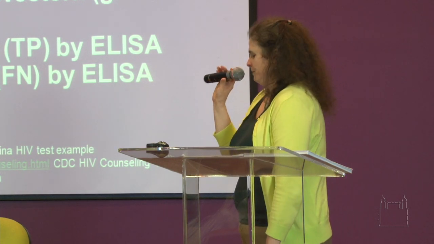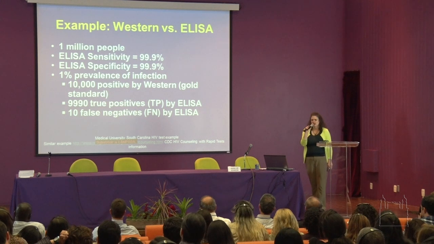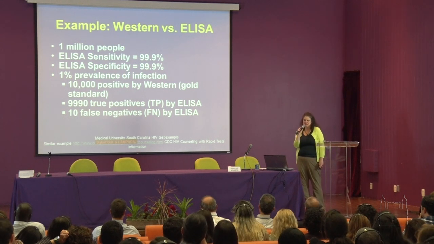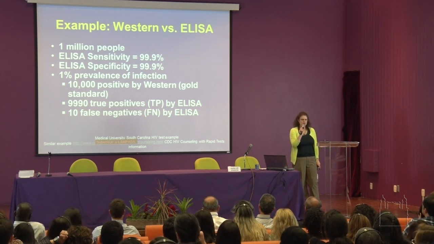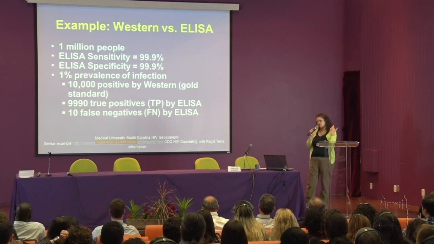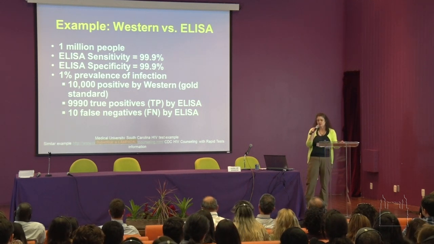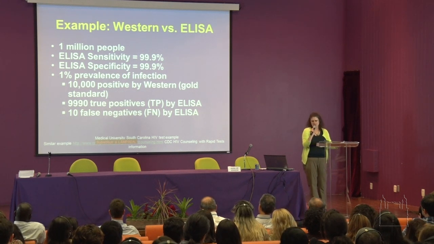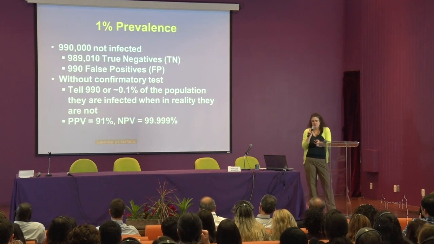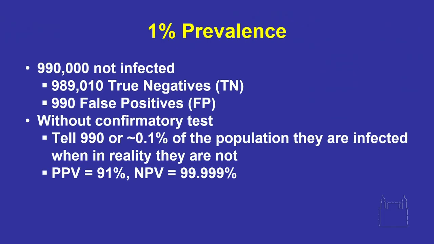So I've got 1 million people. ELISA, you look at this test, I never see diagnostic tests that look like this. 99.9% sensitivity, 99.9% specificity. You think this test is beautiful. 1% prevalence of infection. That means if I used a Western blot, which is a gold standard, I'd have 10,000 positives in my HIV testing. If I do ELISA, I have 10 false negatives. At that 1% prevalence, however, I also have 990 false positives. So without giving those 990 people a confirmatory test, I'm telling them they're infected with HIV when they're not.